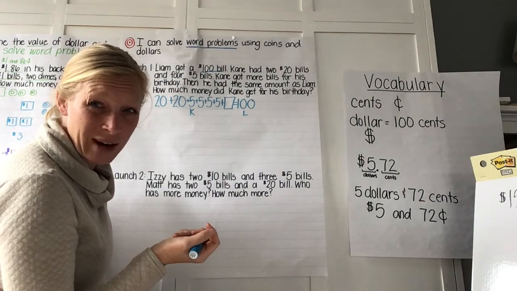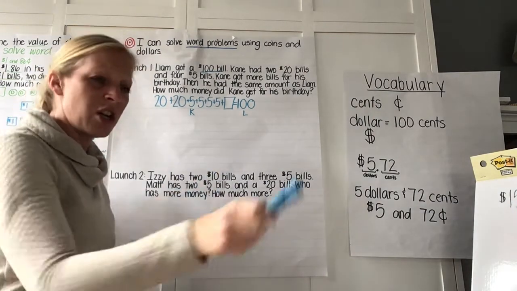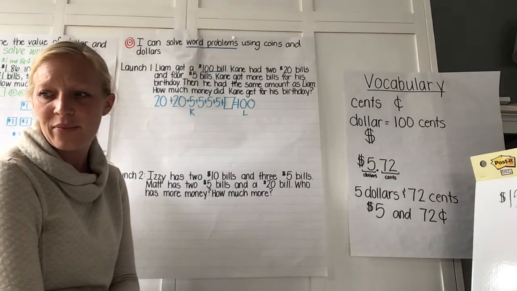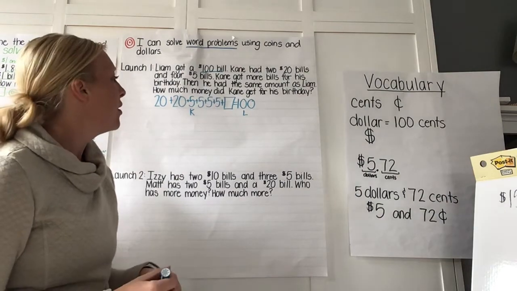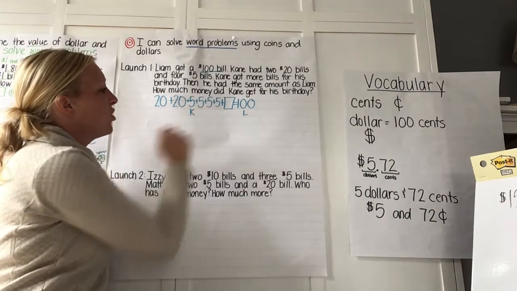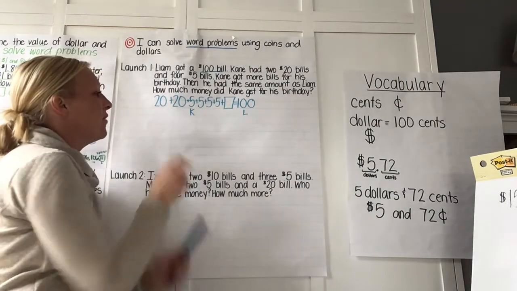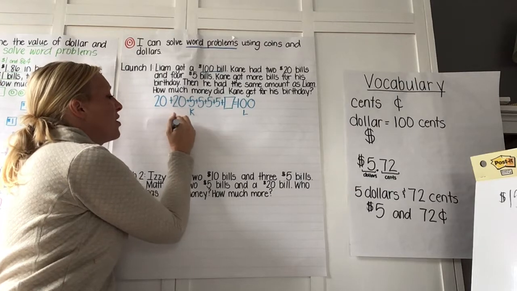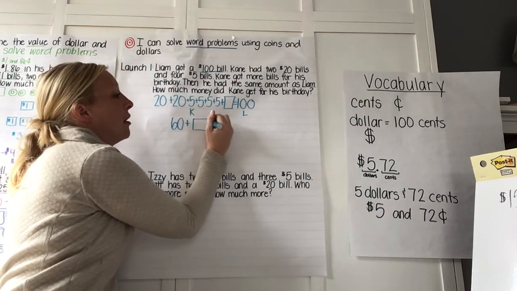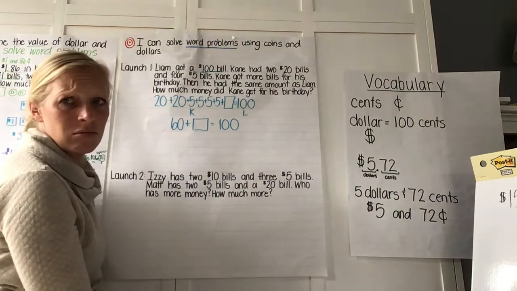Is there an easier way to write that equation? What would be an easier way to write that equation? Show me if we can write a more simple way of writing that equation. 5, 10, 15, 20. 20, 30, 40, 50, 60. Okay, so I could even write it like this. 60 plus something equals 100. And what do each of those numbers represent?